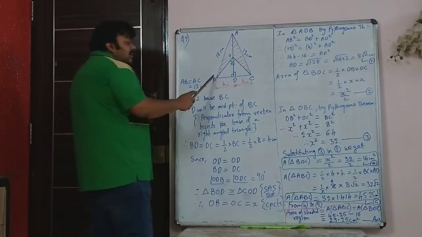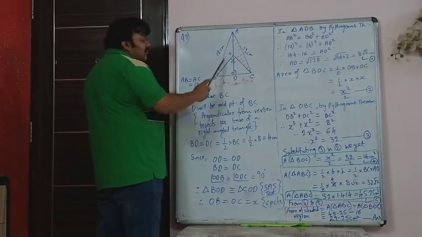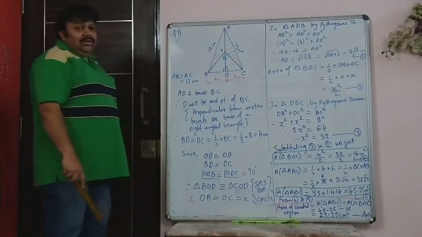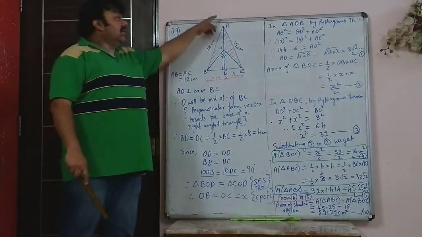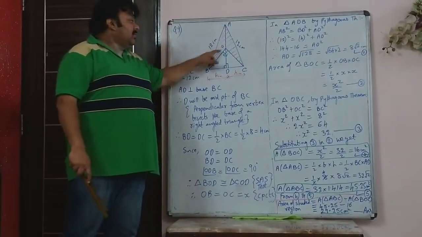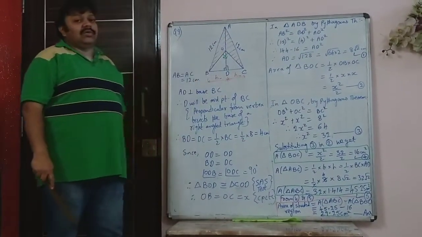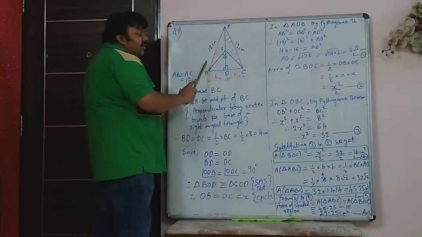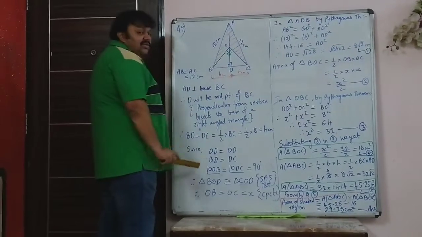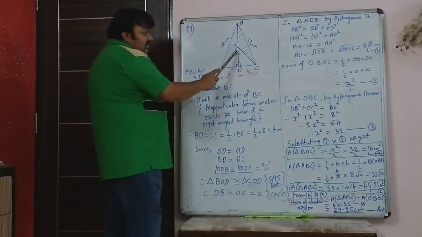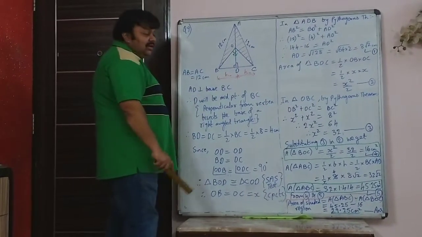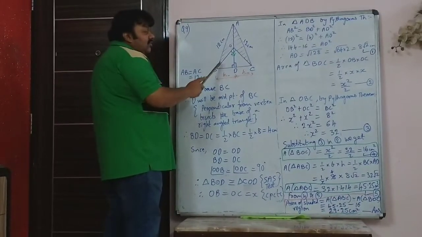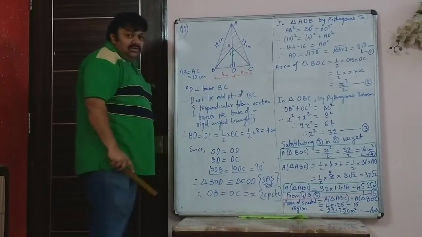After that, you have to find the area of the small triangle BOC, because from the big triangle you have to remove the small triangle, and that gives you the shaded region. So for area of triangle BOC, you are already given angle BOC is 90. Since this angle BOC is 90 degree, therefore area of triangle BOC will be half into OB into OC.